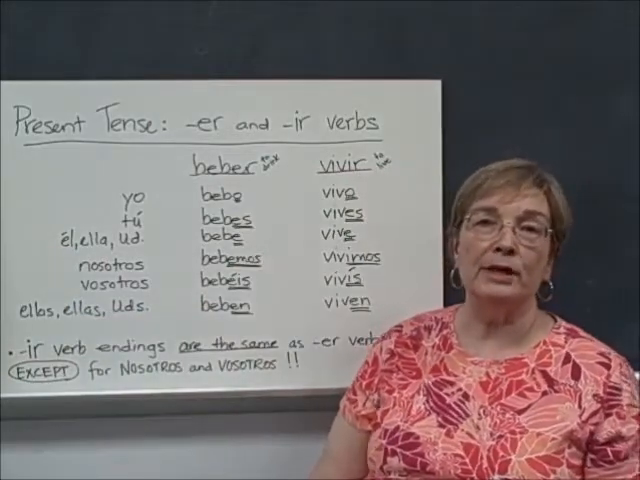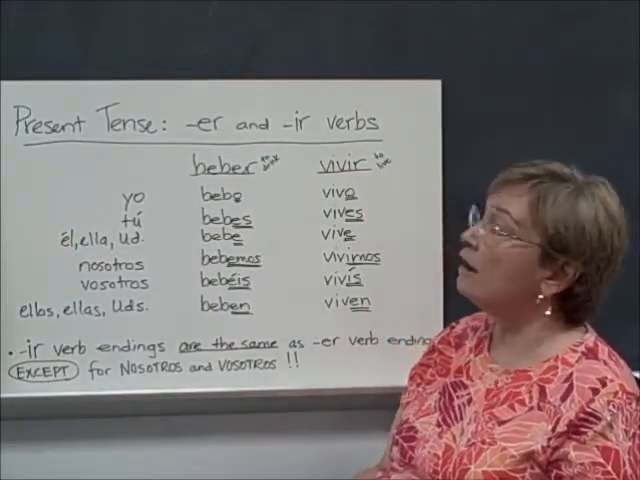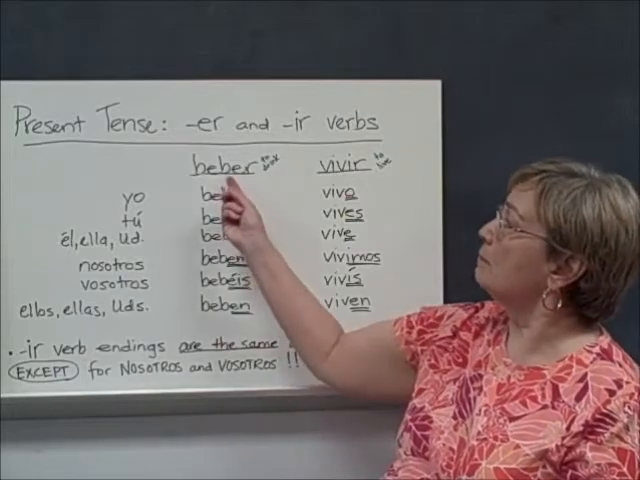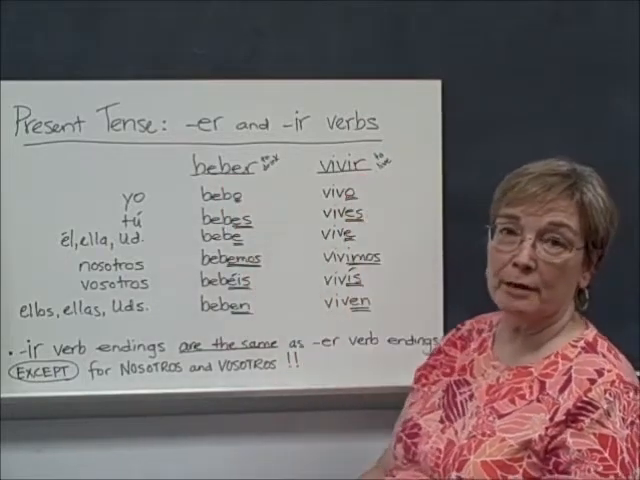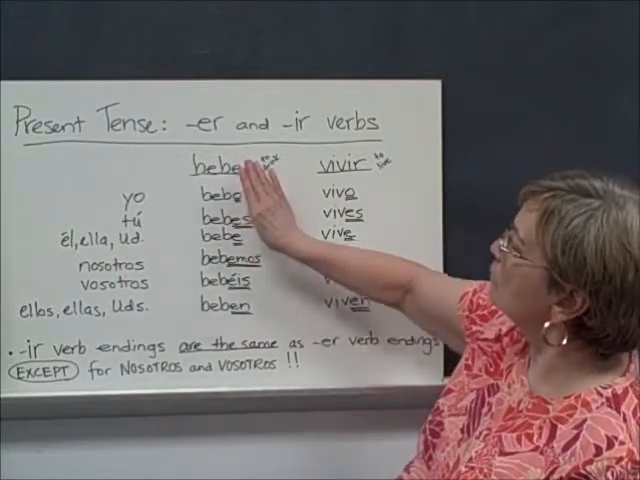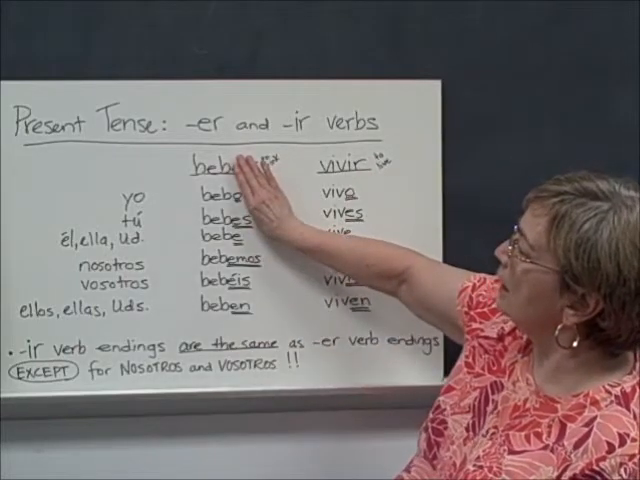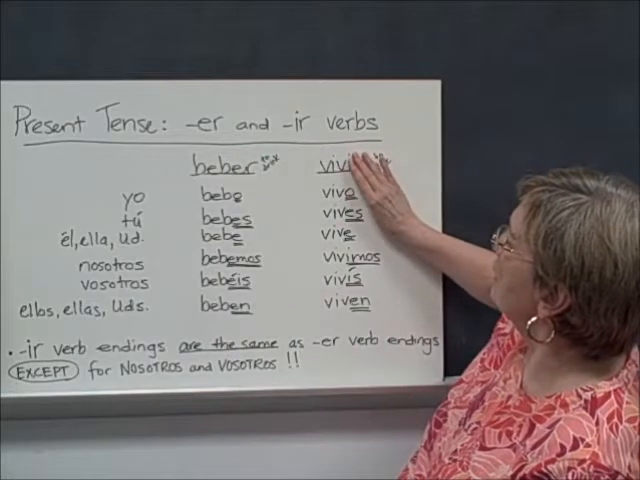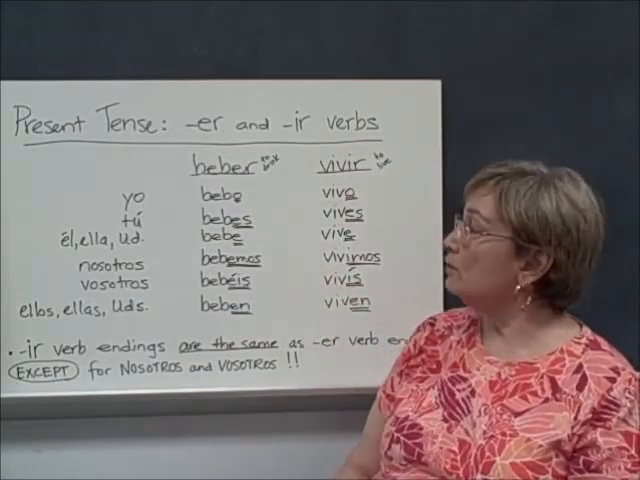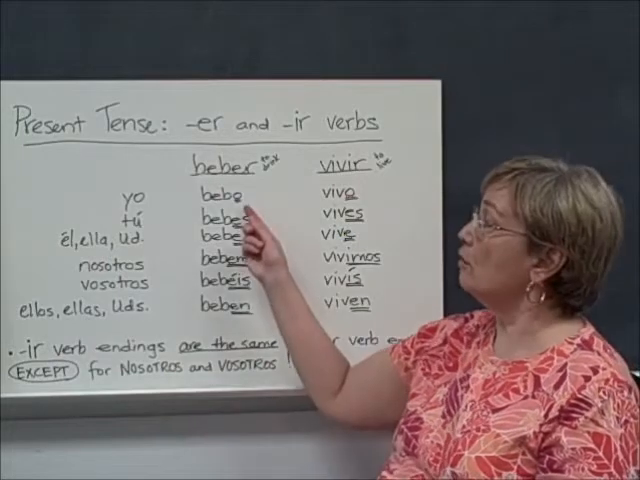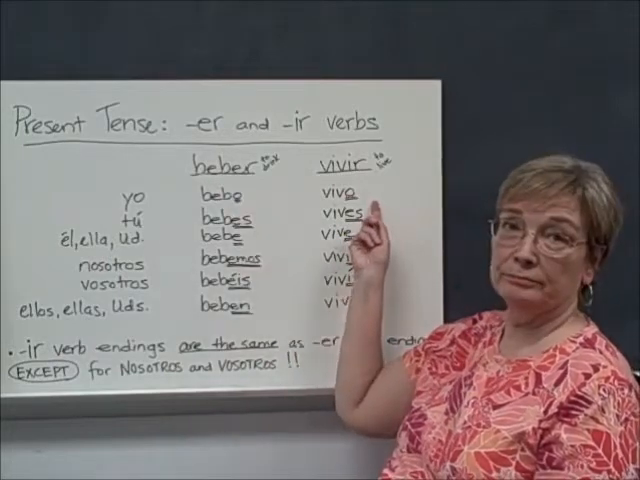Now we'll look at the present tense conjugations for ER and IR verbs, using beber, to drink, and vivir, to live, for our examples. In both cases, we take off the ER ending here, the IR ending here, to leave the root form of the verb. To that, we add, for the yo form, O.